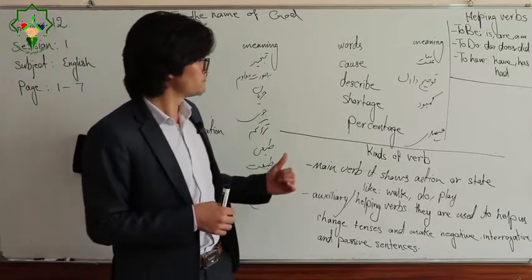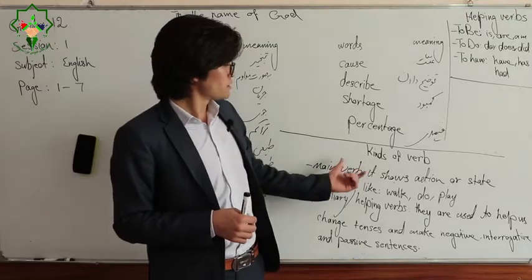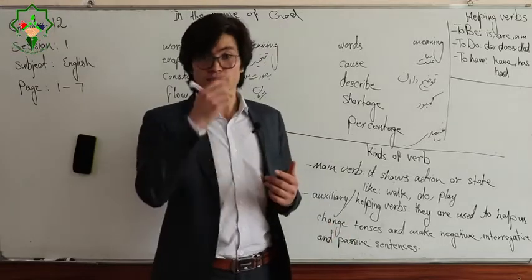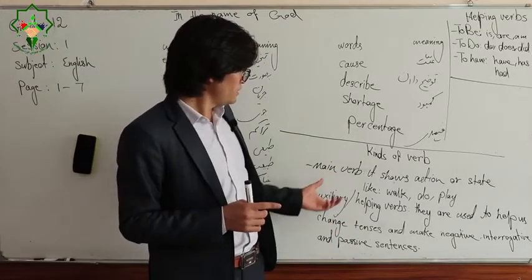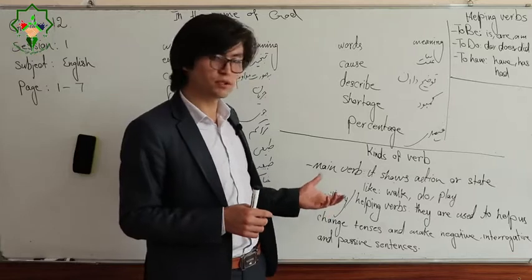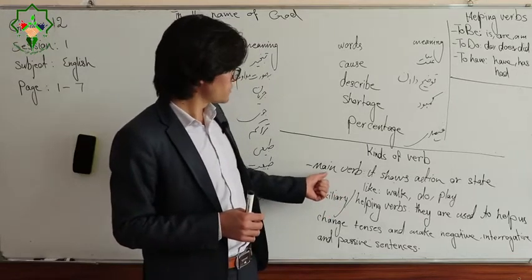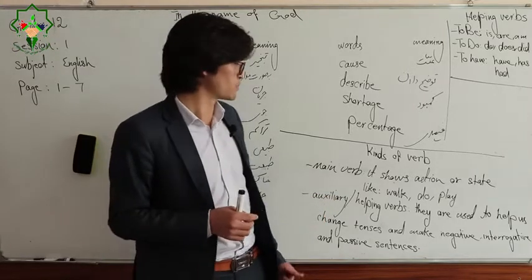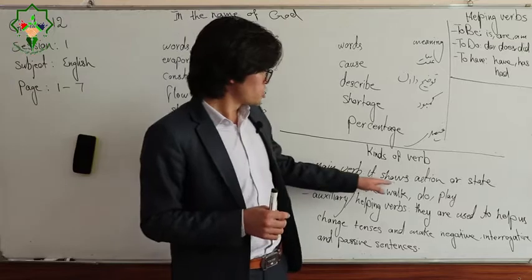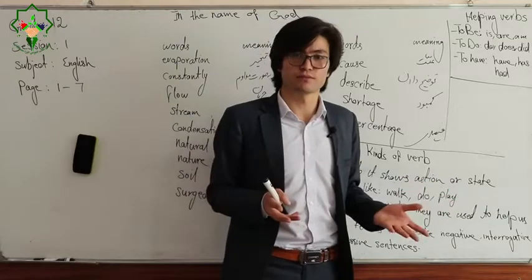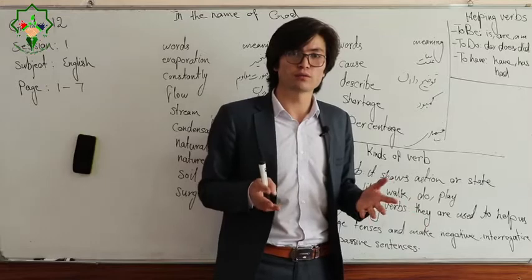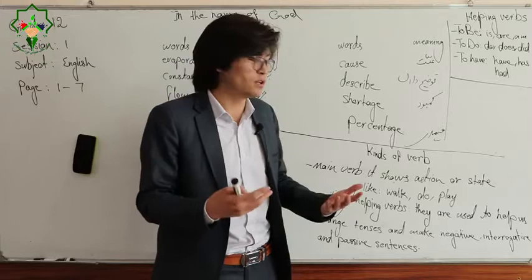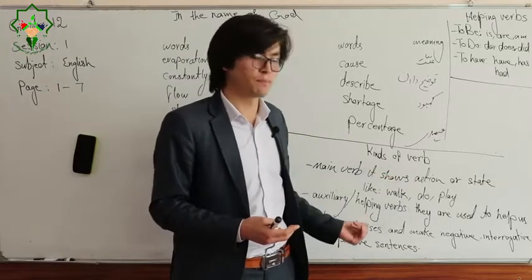After that, we have to start this part: kinds of verb. We have different kinds of verb, but mainly in here, according to our session, we have to know the difference between main verb and auxiliary or helping verb. Main verb shows action or state. Any word that shows action or activity is a verb.